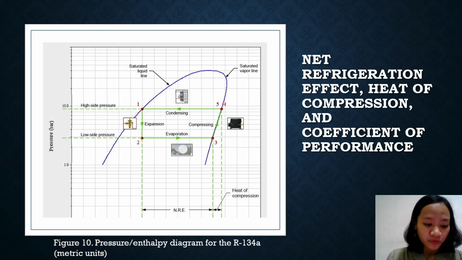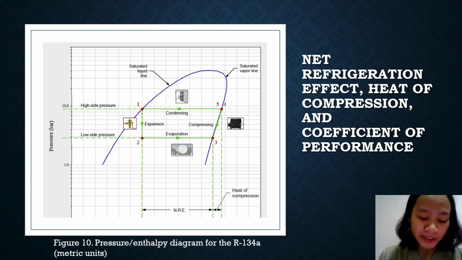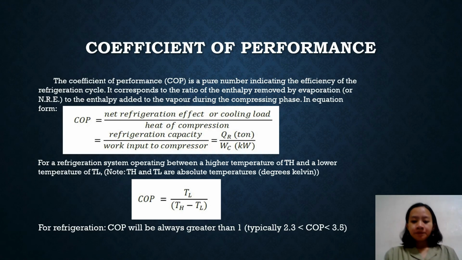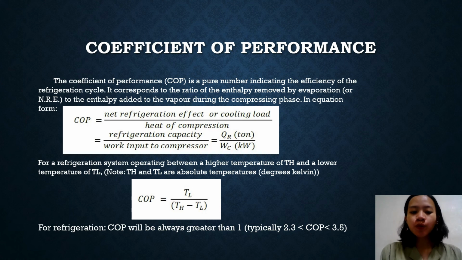The coefficient of performance is a pure number indicating the efficiency of the refrigeration cycle. It corresponds to the ratio of the enthalpy removed by evaporation to the enthalpy added to the vapor during the compressing phase. In the next slide, the equation is shown. The coefficient of performance is equal to the net refrigeration effect or cooling load over the heat of compression, which is then equal to refrigeration capacity over work input to the compressor.